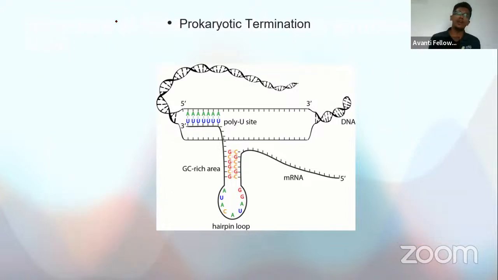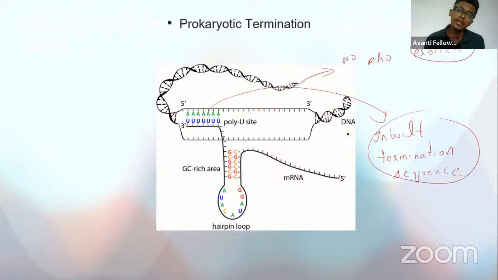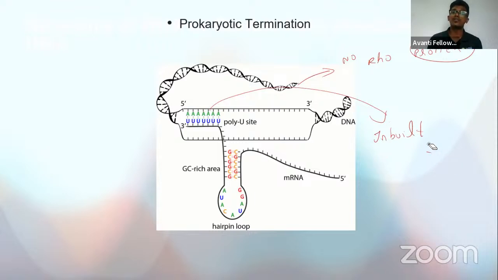Now, what is Rho independent termination? Rho independent termination does not have Rho protein. No Rho protein. Then how does the termination take place? The termination takes place through inbuilt termination sequences. What are inbuilt termination sequences, guys? Inbuilt termination sequences means within the gene itself, there are certain sequences that decide the termination. So let us see how this will take place.